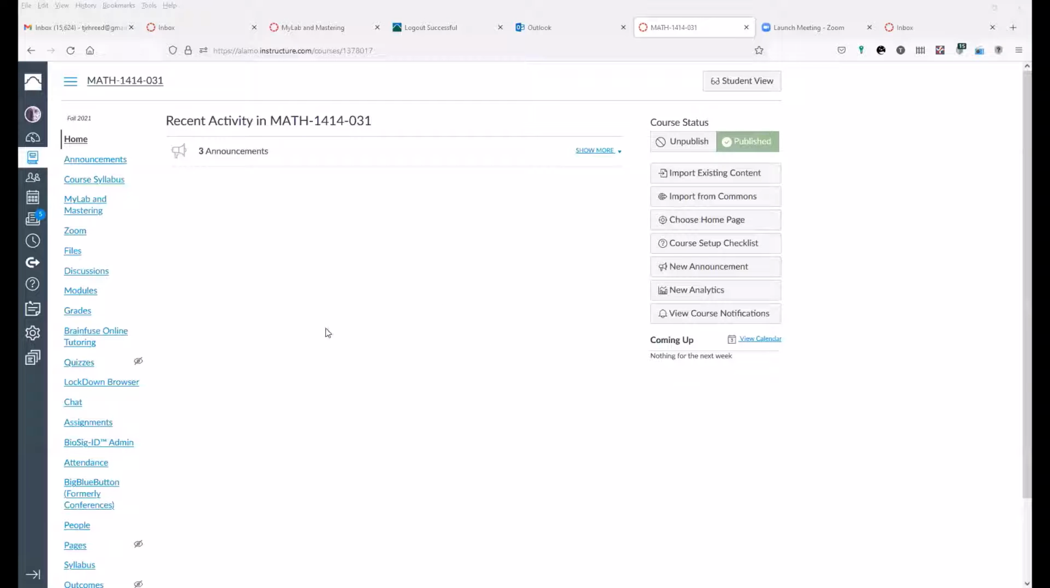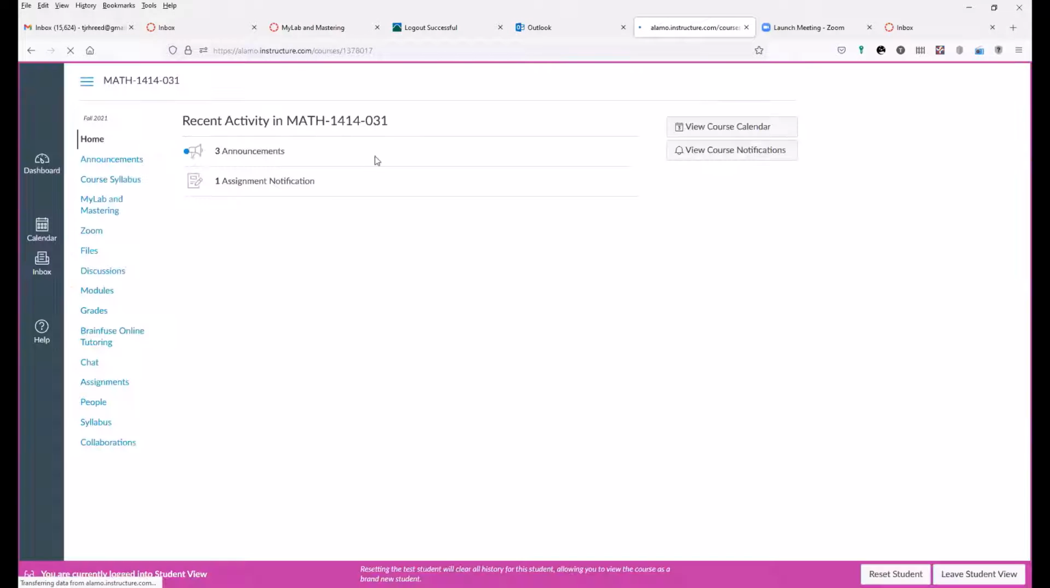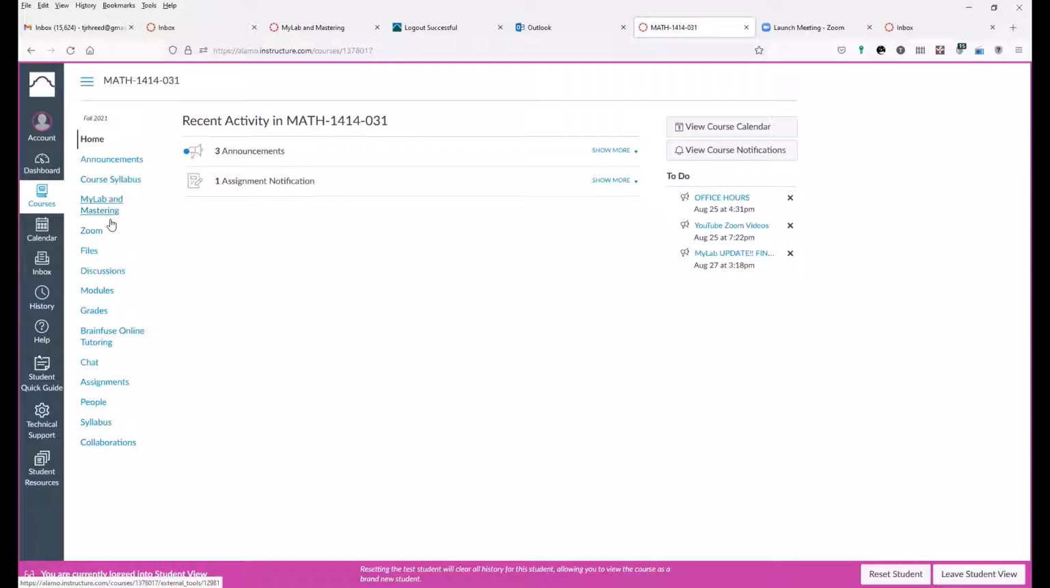This is what my homepage looks like for this class. Your homepage has fewer items over here. Well, let me click that up. So this is what your home screen should look like. And these are all the menu items you should have over here. Does everybody have the MyLab menu item over here? Because that is extremely important.